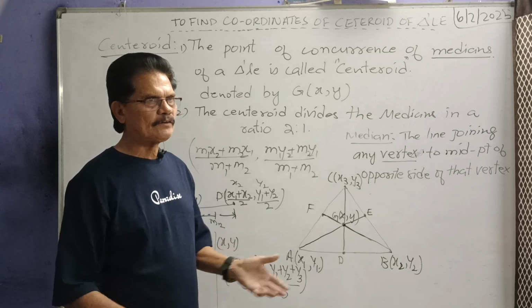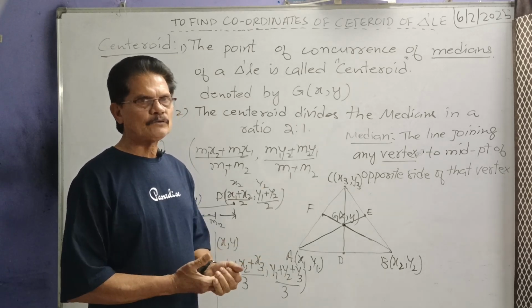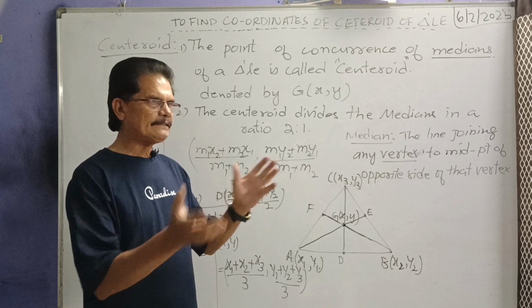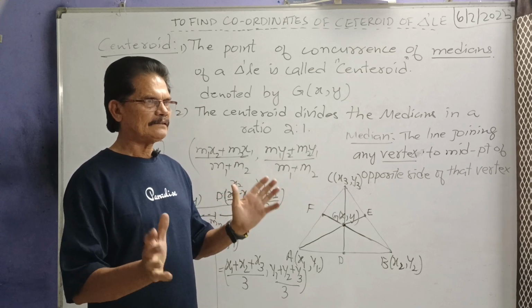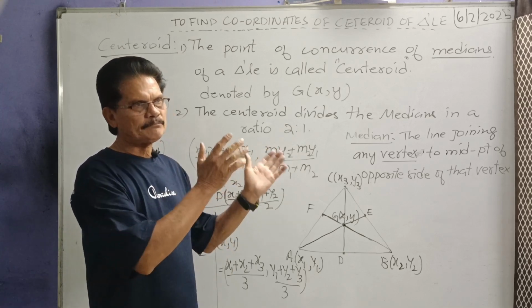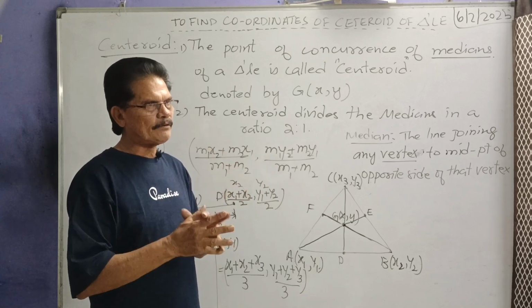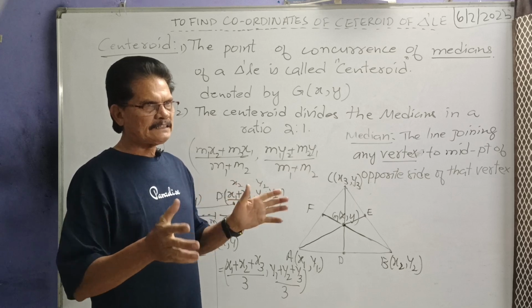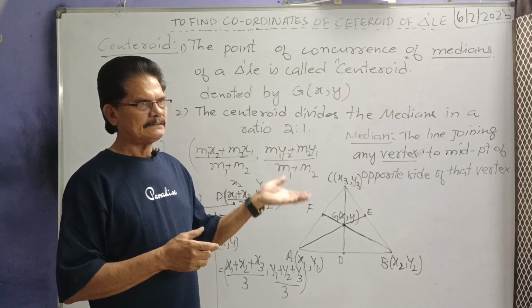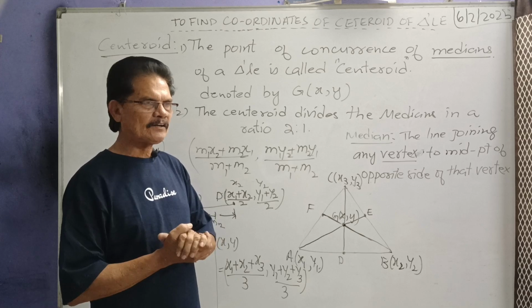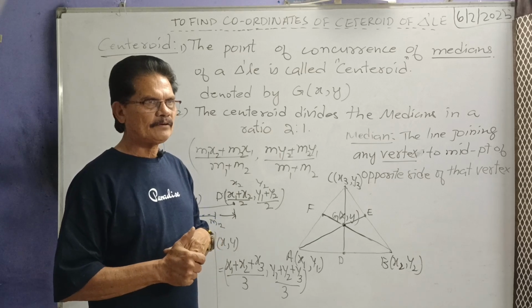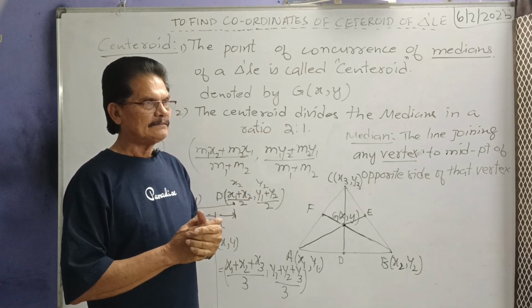The specialty of the centroid is that it is also a ratio point. Already in the previous class I have taught you how to find the coordinates of the midpoint. So this is another third point. In this exercise, we are just dealing with three points: the midpoint, the ratio point and the centroid. Centroid is a point of concurrence, and that point is also a ratio point.